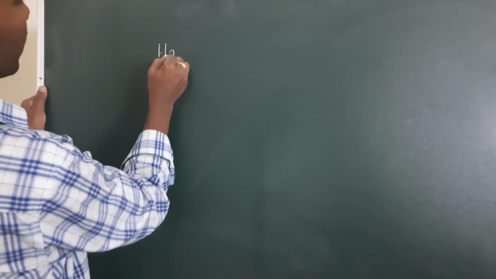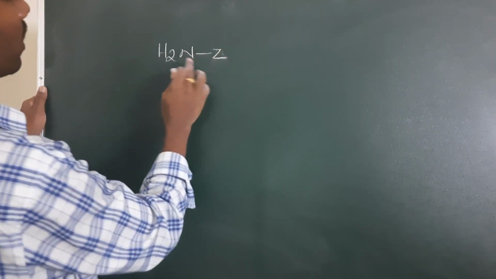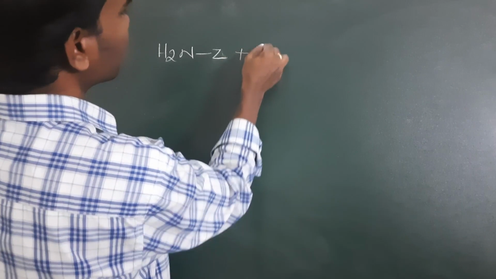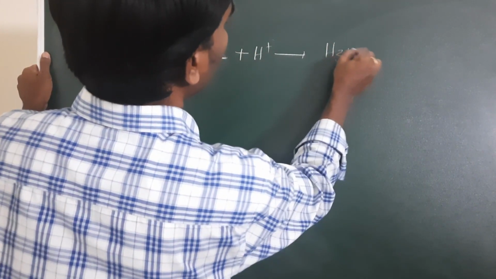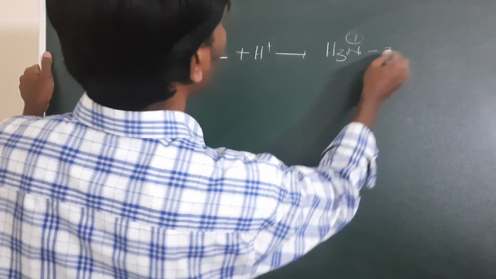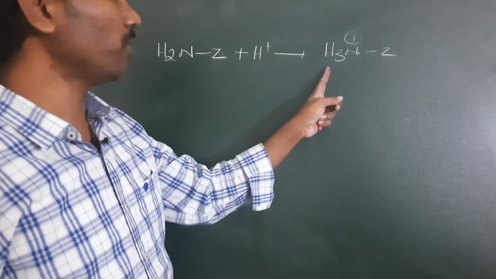A carbonyl compound will react with ammonia, and this reaction is carried out in the presence of an acidic catalyst. If you take an excess amount of acid, see what will happen. Here we are taking H2N-Z, the ammonia derivative. If I take excess acid, it is going to form H3N+-Z, an ammonium salt.